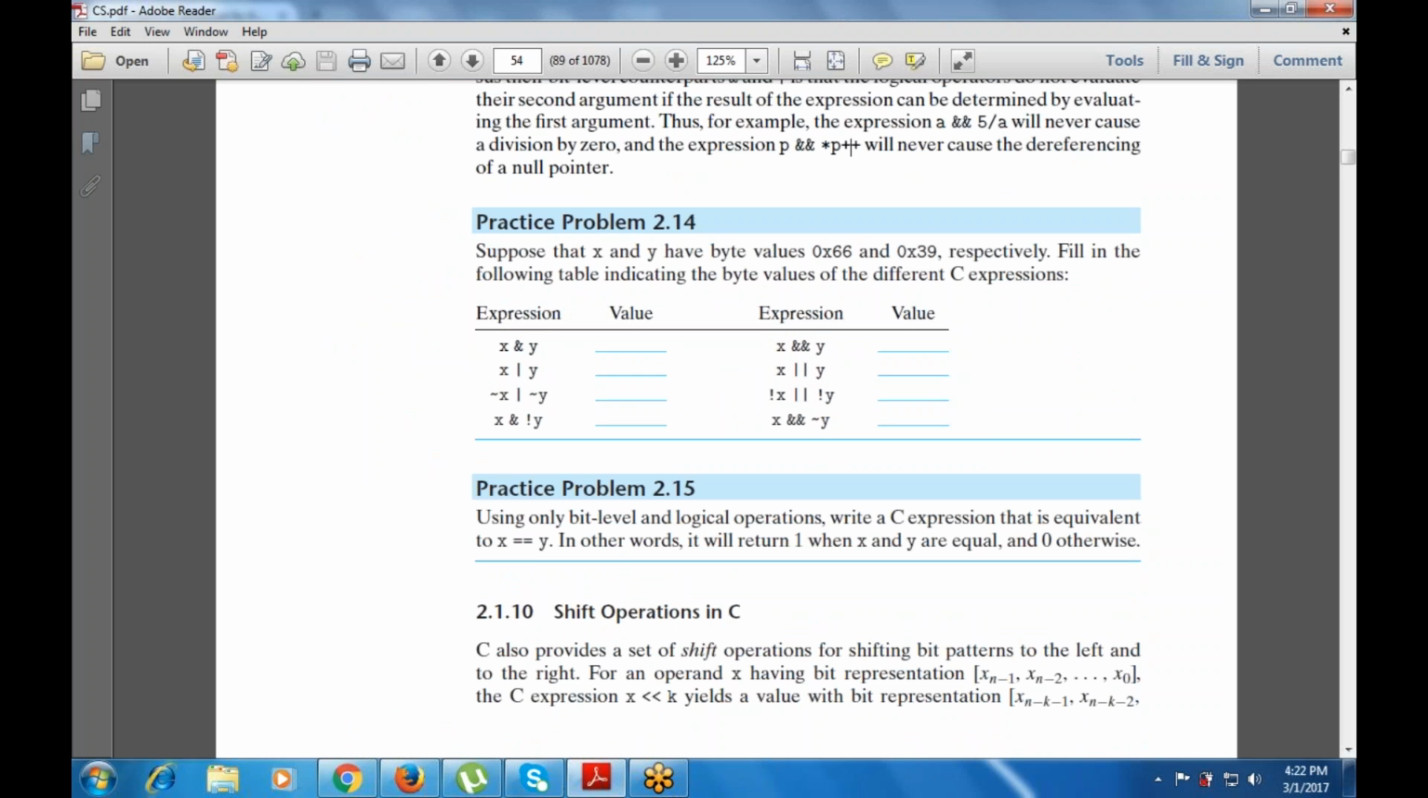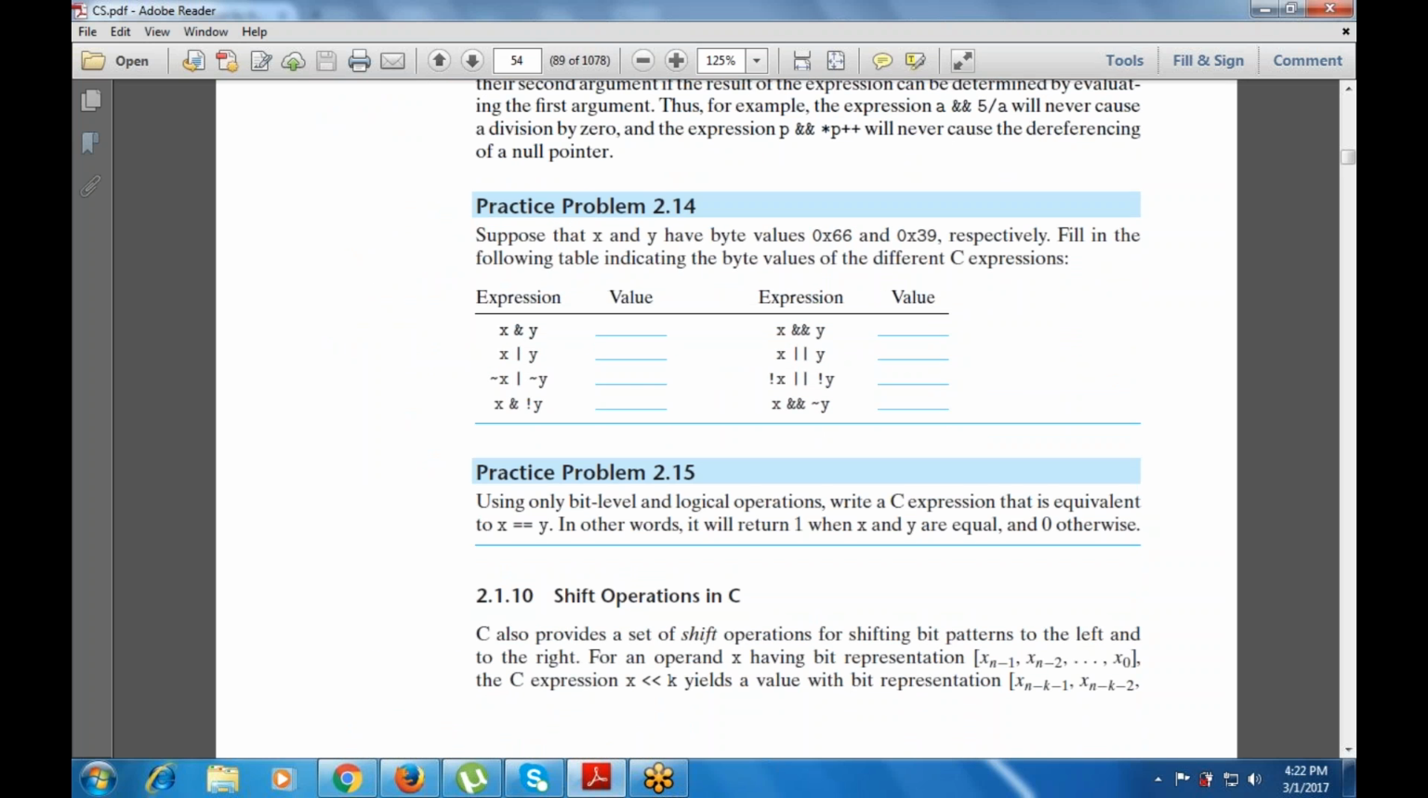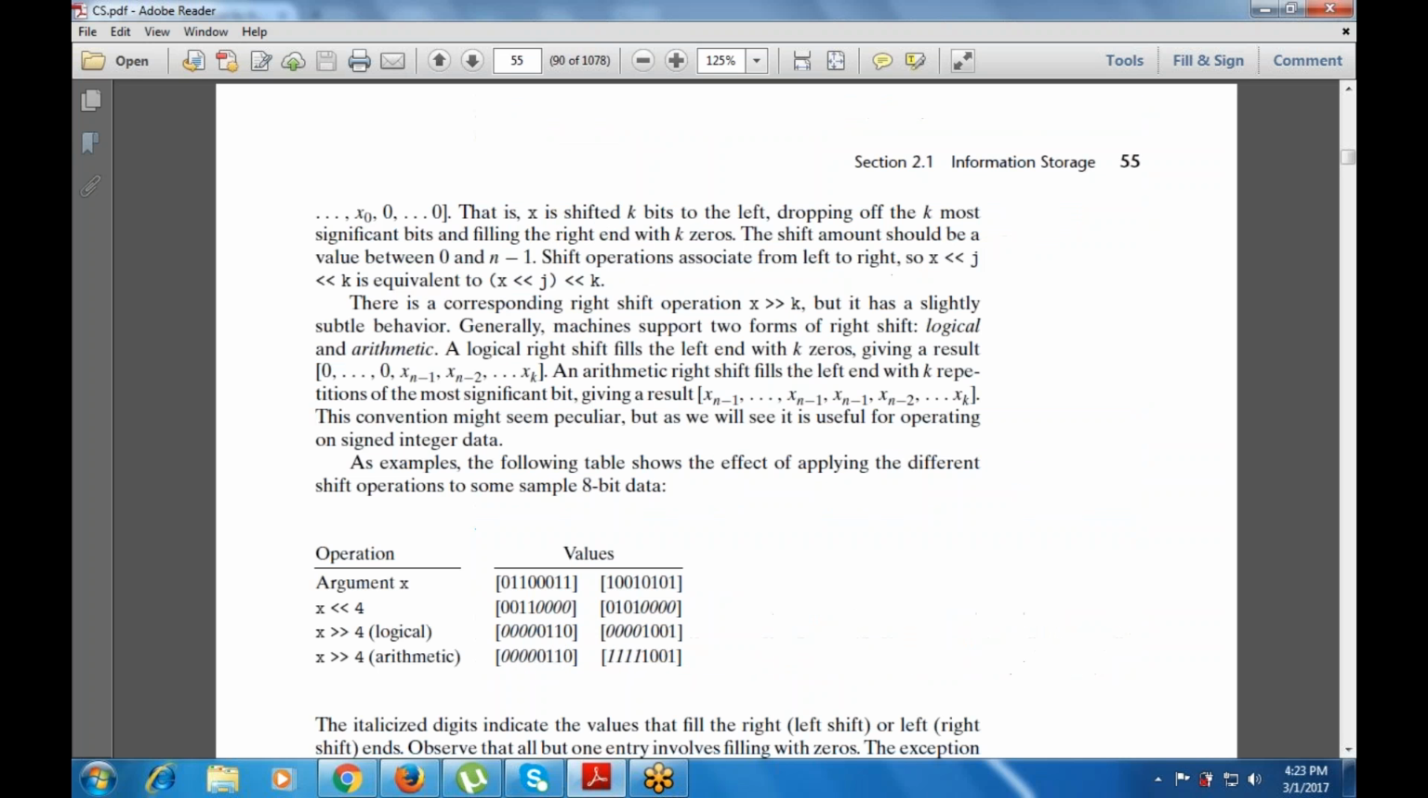Next is the shift operation in C. C provides a set of shift operations for shifting a bit pattern to the left and to the right. For an operand x having the bit representation x(n-1), x(n-2), ..., x0, x << k is shifted k bits to the left, dropping off the k most significant bits and filling the right end with k zeros. The shift amount should be a value between 0 and n-1.